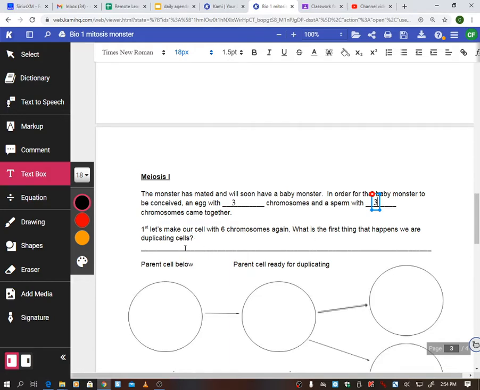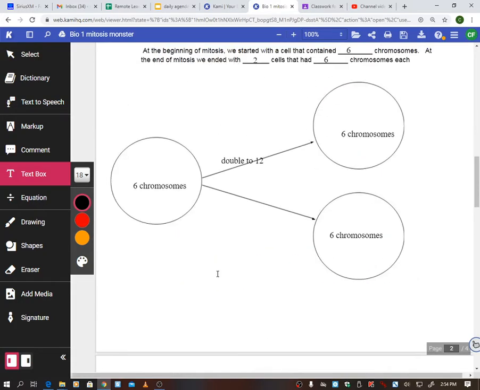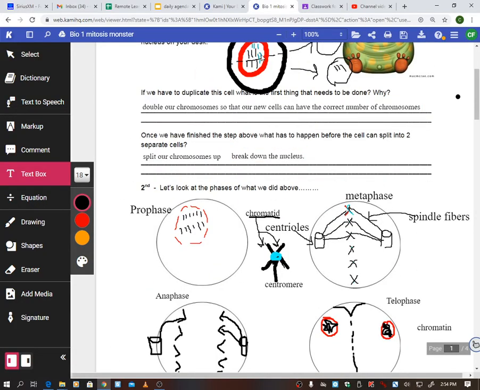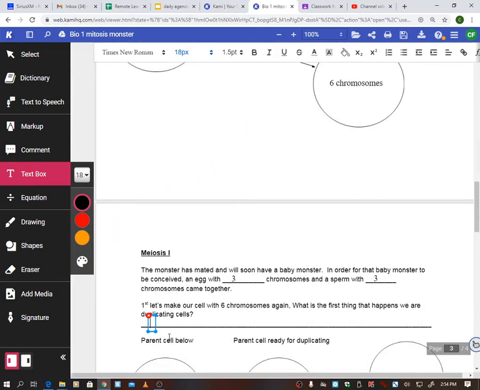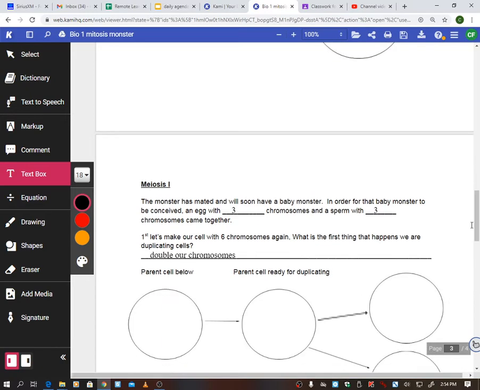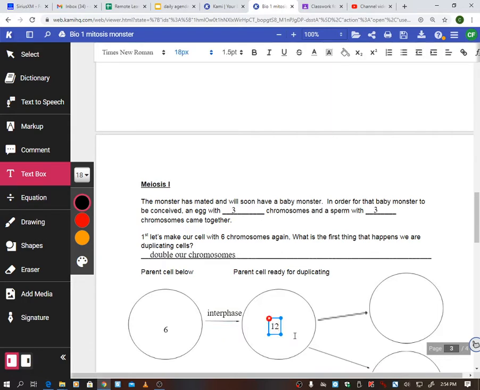What is the first thing that happens when we're duplicating cells? Basically, I am walking them very quickly through everything we did the previous day. So the first thing that we have to do, if you remember, was to double or duplicate our chromosomes. That was the first step. That's happening in interphase. So we have a parent cell that has 6 chromosomes. It goes through interphase, and we now have 12 chromosomes.